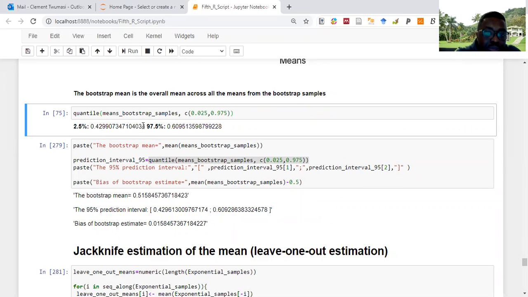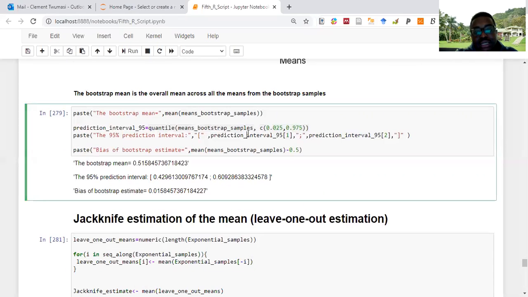Okay, so this one simply implies that the prediction interval is about getting two values, such that for the first value, 2.5% of your data set lies below that value. And for the upper limit, 97.5% of the data set is below that value. Basically that's what the quantiles are, and you can use those quantiles to represent your prediction interval.